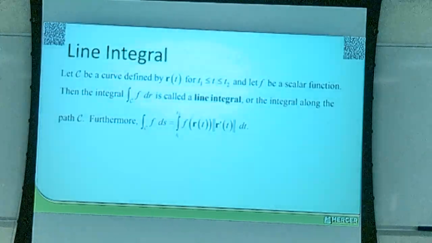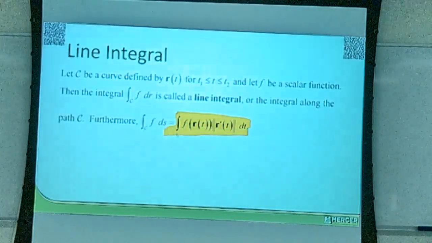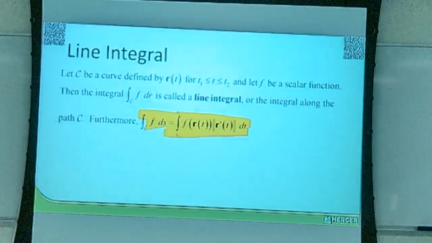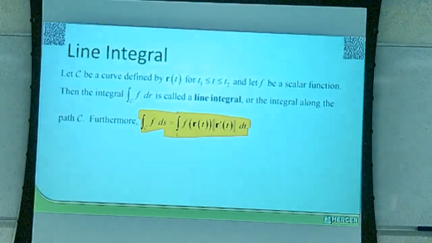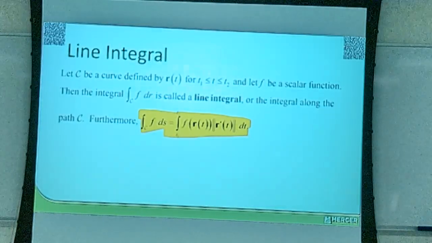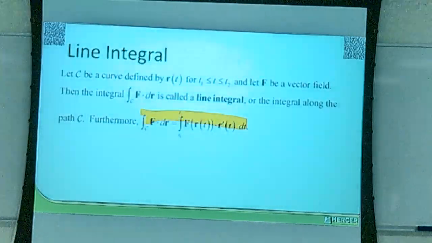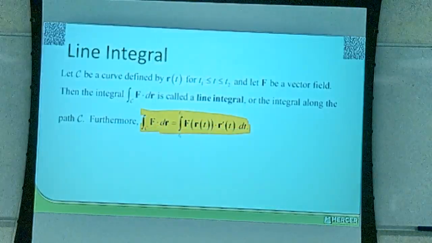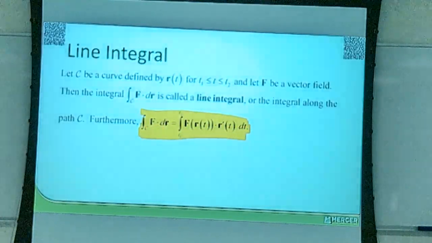And so for the scalar, this is what we're going to wind up doing. You have to parameterize your path. And for vector fields, this is what we're going to wind up doing. So again, you need to parameterize your path.